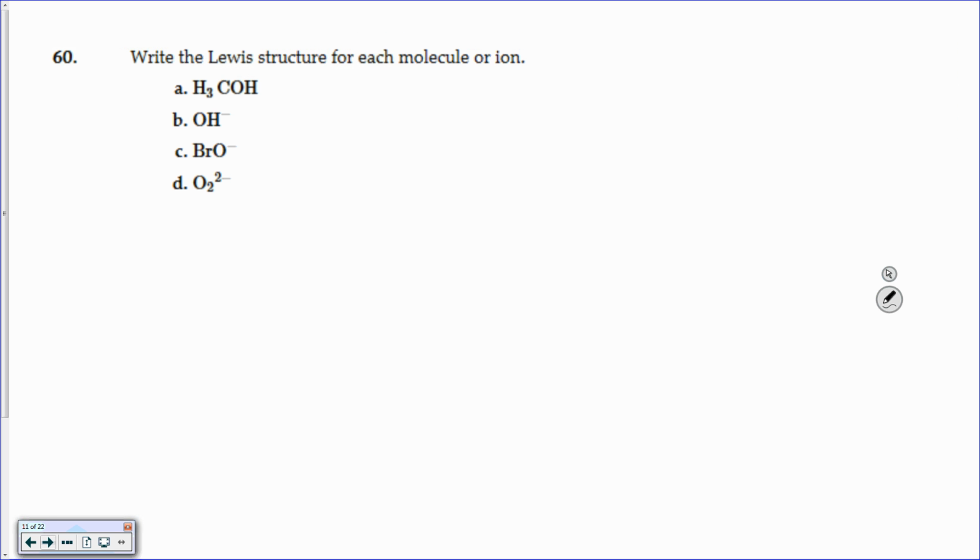Okay, more Lewis structures. So let's do A.